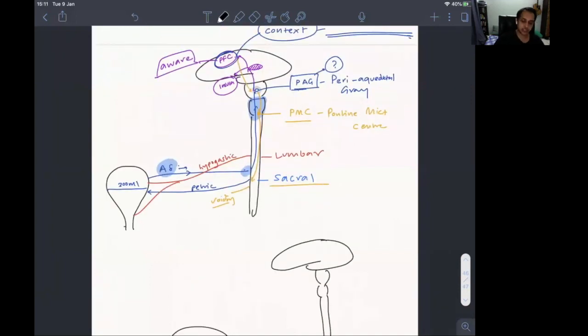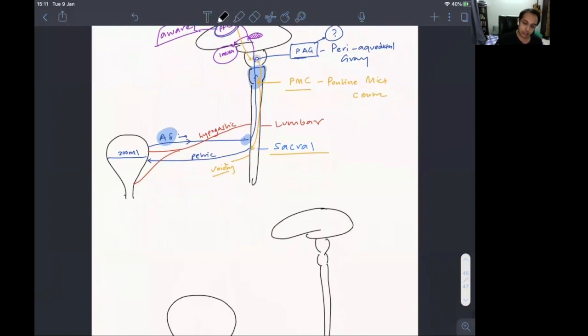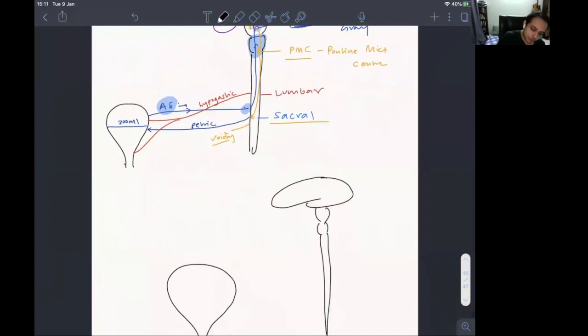So there is a stretch and then it goes up, and then the command comes down either to the sympathetic or the parasympathetic. What happens if the urine has now come up to 400 ml and the urge to pass is too much? Then the pressure builds up so much that your internal sphincter opens. And so the urine will come up to the external sphincter.